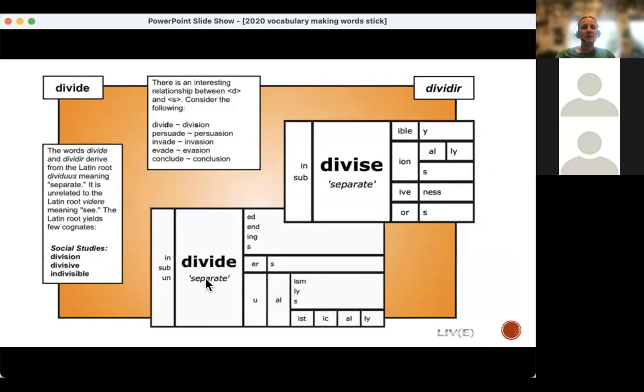So again, this might not be something that you really need to remember in terms of vocabulary at your level of study, but it just gives you another example of what that might look like, right? Divide means separate, devise also means separate, right? And so they're just adding on prefixes or the beginning parts and then the endings, okay?